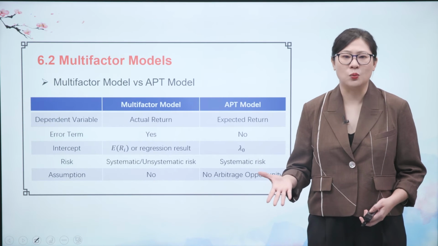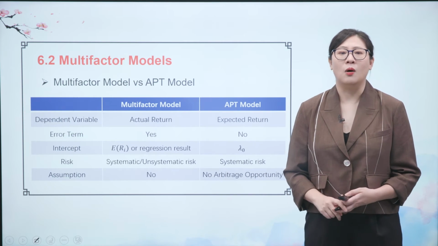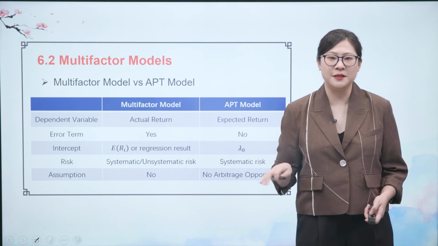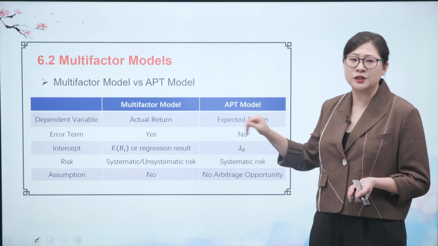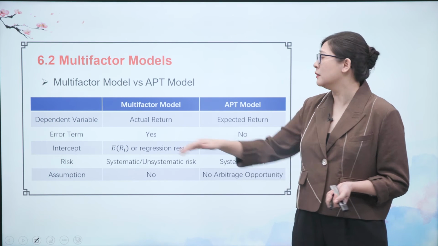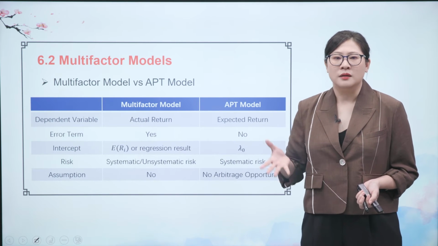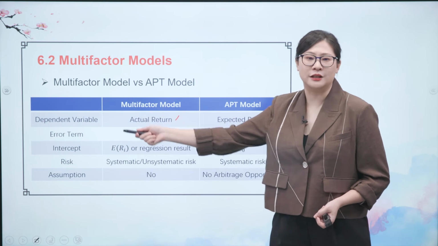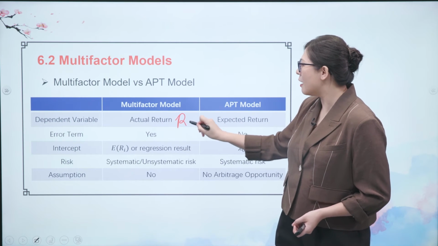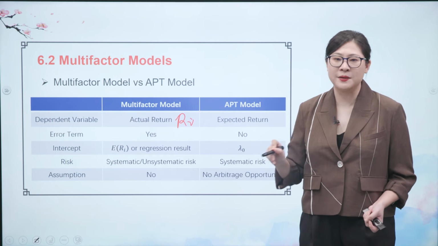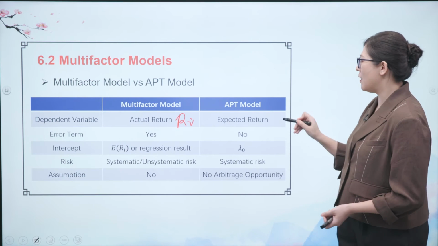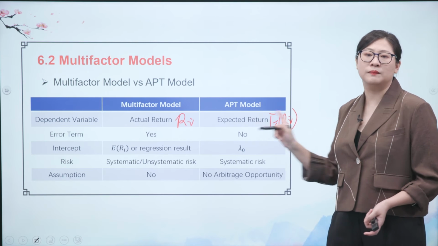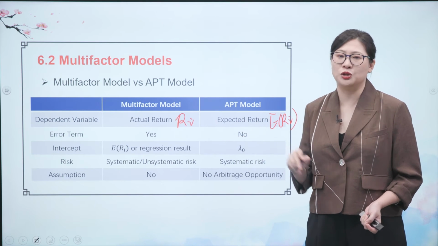Okay, the last topic we will discuss is the difference between the multi-factor model and the APT model. The first difference is the dependent variable. In the multi-factor model, the dependent variable is the actual return, R_i. And for the APT model, our dependent variable is the expected return, ER_i. So that's the big difference between these two models.